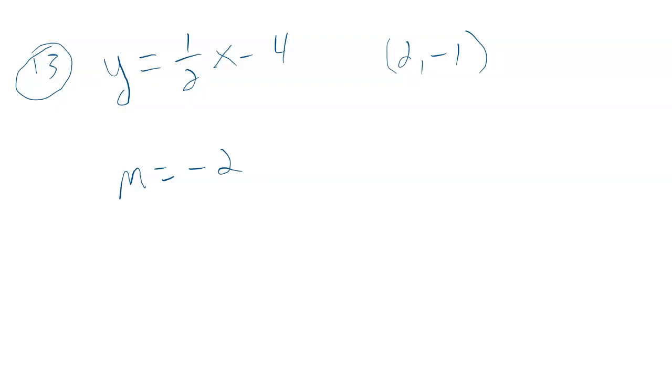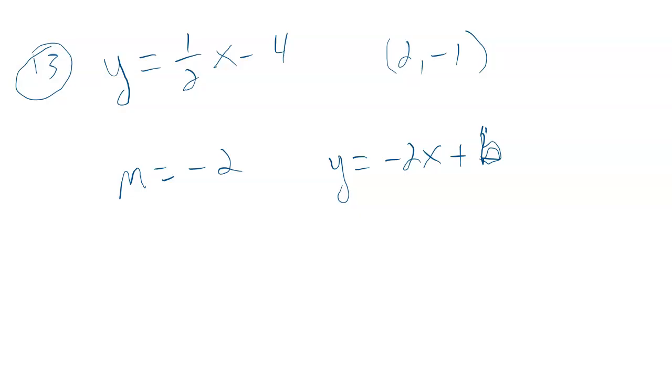Just trucking along. The line perpendicular to y is equal to 1/2 x minus 4, and passes through the point 2, -1. All right, so the slope we're looking for is -2. So we'll have the equation y is equal to -2x plus b. Again, perpendicular means it's the opposite and reciprocal slope. I think we need to do a proof to show why that's true. Yeah, I think so. I'll ask your teacher.